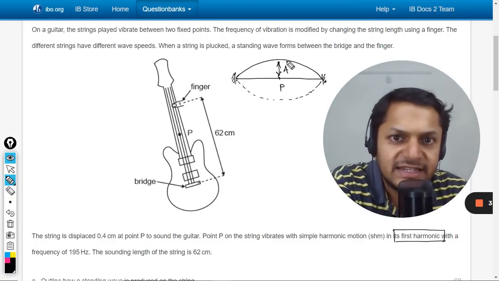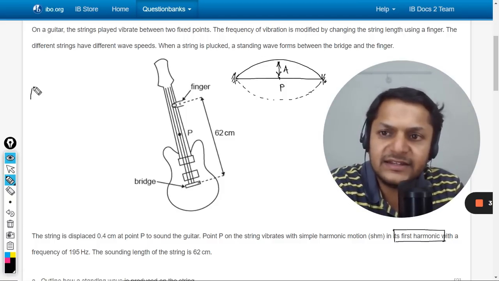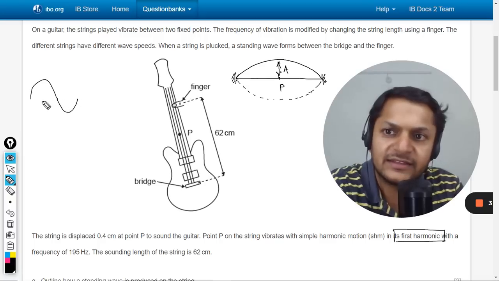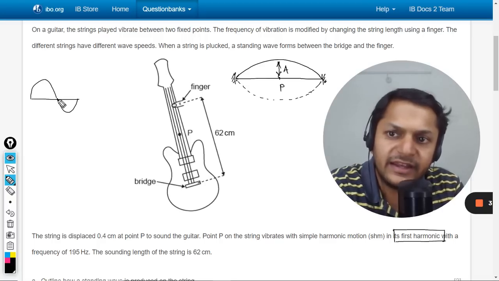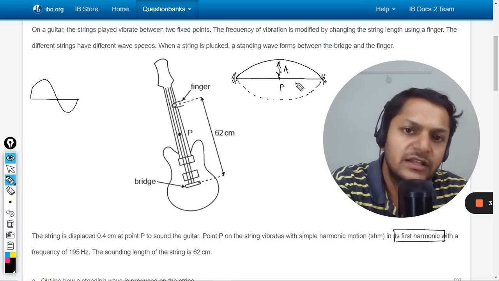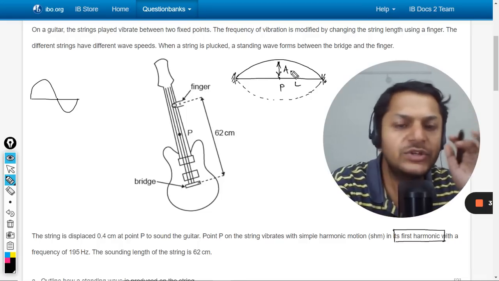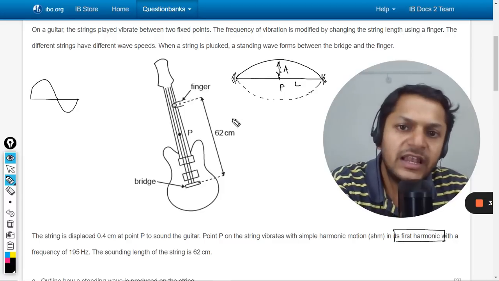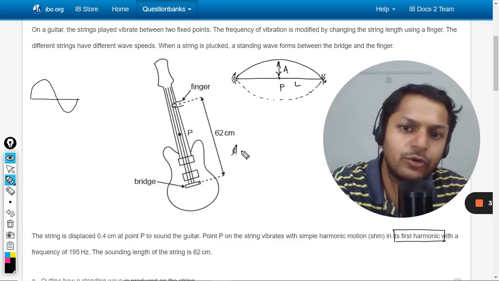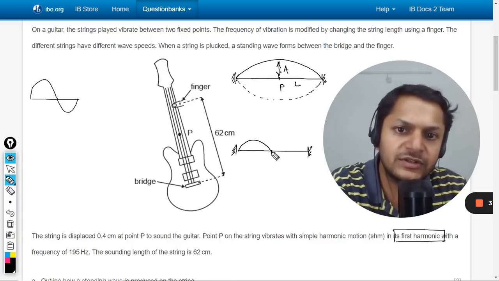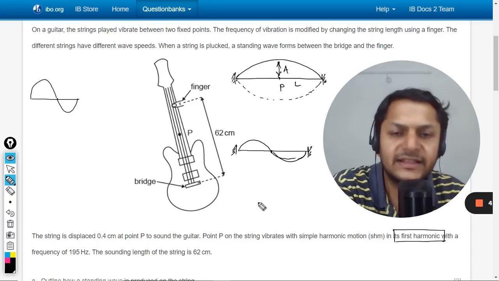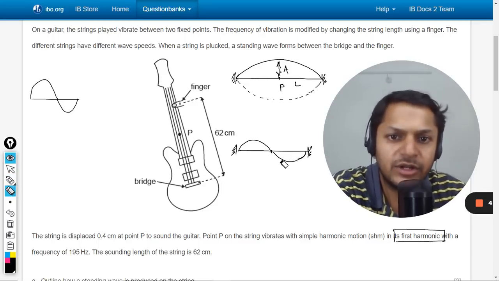So now you see this thing. What is this? Isn't it half of the wavelength? The length of the string is L, but the wavelength is double. So lambda by 2 is equal to L in this particular case. If I go for the second harmonic, let us say, this is the string. The second harmonic will look somewhat like this.